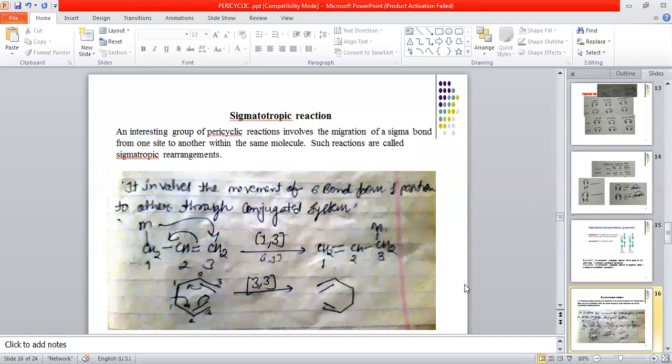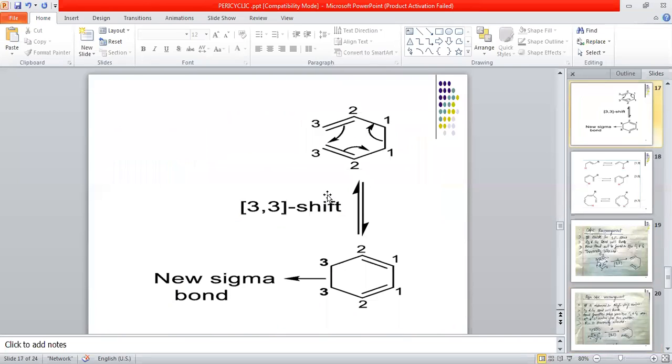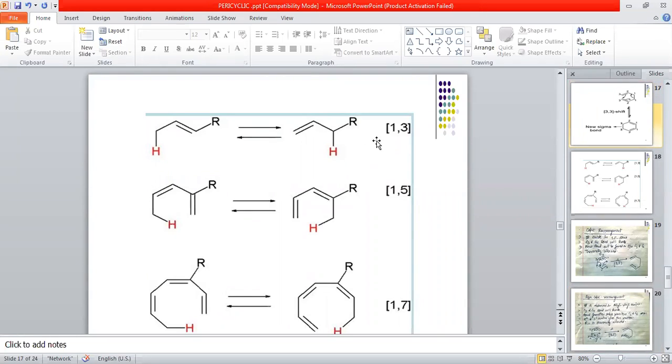So this is called a sigmatropic reaction. Again this is a 3,3 shift. Again here you can see, as I told you, there will only be a migration of one particular electron pair so that a new sigma bond will be formed. Now this is another example: 1,3, 1,5, 1,7.